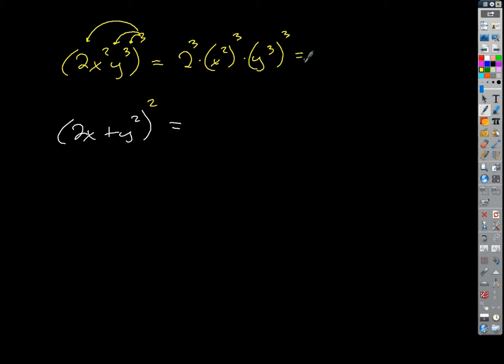So what is 2 cubed? 8. X squared cubed is x to the 6th, and we can see we're just going to multiply those, right? And then y cubed cubed is y to the 9th, because that's y cubed, cubed, cubed. Y to the 9th power.